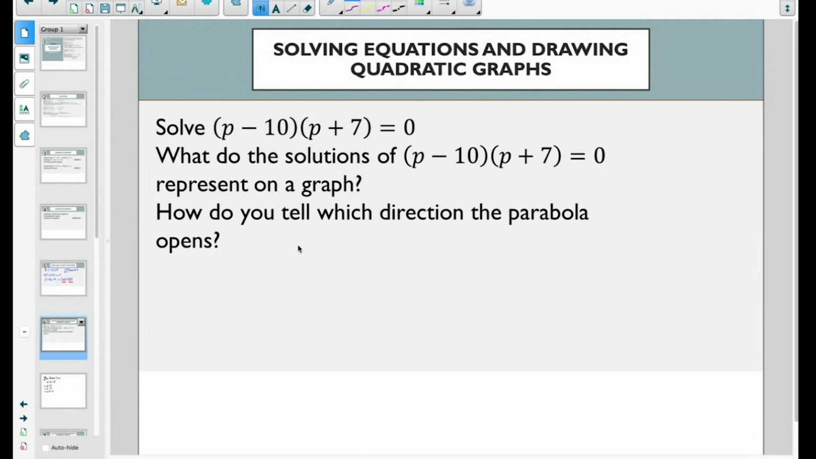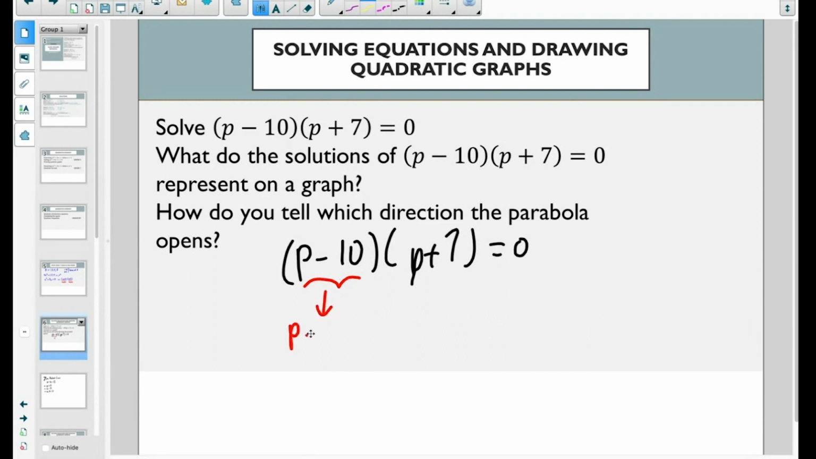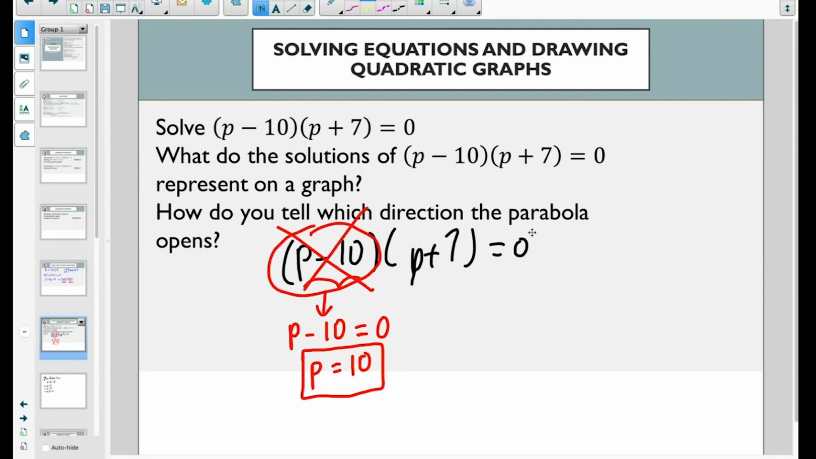Made those immovable. So if we have p minus 10 and p plus 7 is equal to 0, essentially what I'm saying is, well, p minus 10 could be 0, but when is it equal to 0? So from here, I would say that p minus 10 is equal to 0 when p is equal to positive 10. If I substitute 10 into here, 10 minus 10, this whole thing becomes 0, and 0 times anything is 0. So our zero product law will hold true. So that is one solution.